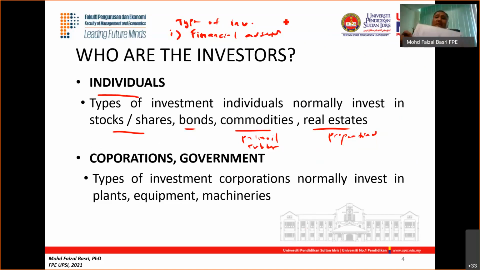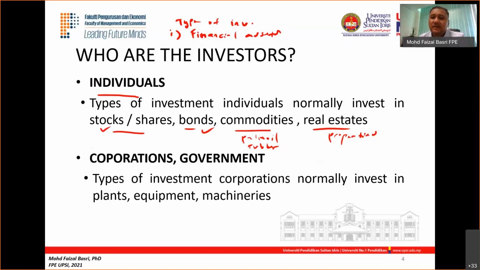It is just a piece of paper whereby dia akan state your claims to that particular company. Okay, what kind of claims? Selalunya bila kita beli certain certificate, certain securities, dia akan specify what is the amount, berapa ringgit, how much is the return, and how long it will last, until maturity. So everything will be specified on a piece of paper. And that is considered under financial assets. So kalau kat bawah ni, you can see like this lah. This is financial assets.